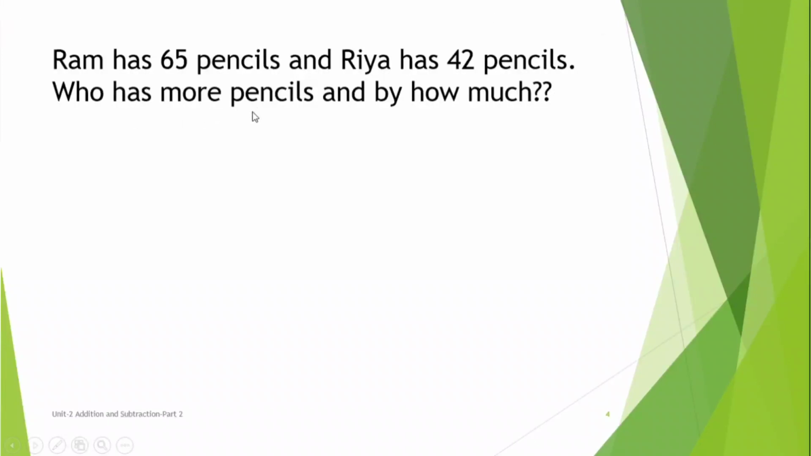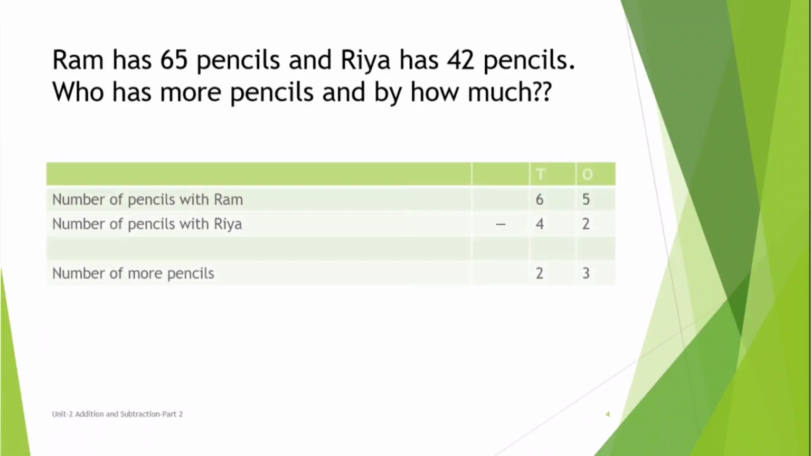Now second, we will frame the statement. For framing the statement, we will see the numbers. The first number we have here is 65. 65 is the number of pencils with Ram. The next number is 42. 42 is the number of pencils with Riya. From this we can clearly identify that the number of pencils is more with Ram. So the first question is solved: who has more pencils? Ram has more pencils. By how much? We will find that by subtraction.